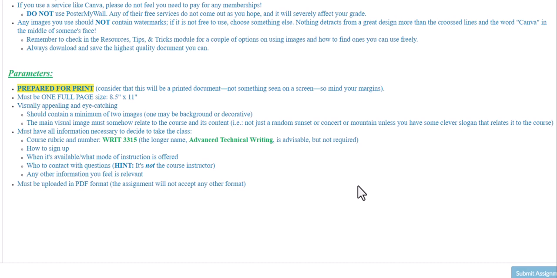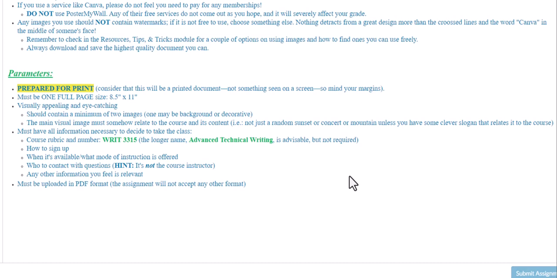For example, I had someone a few years ago who put a beautiful beach background, but it was just the beach, and there was nothing to tie that into writing, tech writing, or anything like that. And of course, we don't have the class on the beach, so it just really didn't make sense to have that beach there. Now, if you have a beach theme and you have some sort of a slogan that sort of ties it together, that's fine.